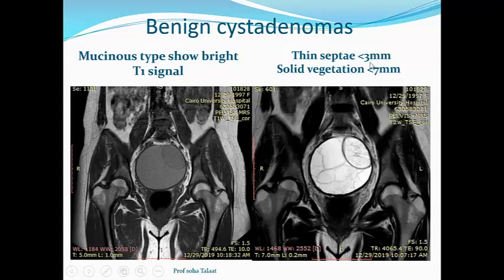Thin septations less than 3 millimeters, solid vegetations less than 7 millimeters. So this is a benign cyst adenoma, mucinous type or serous type according to the signal intensity seen on MRI.